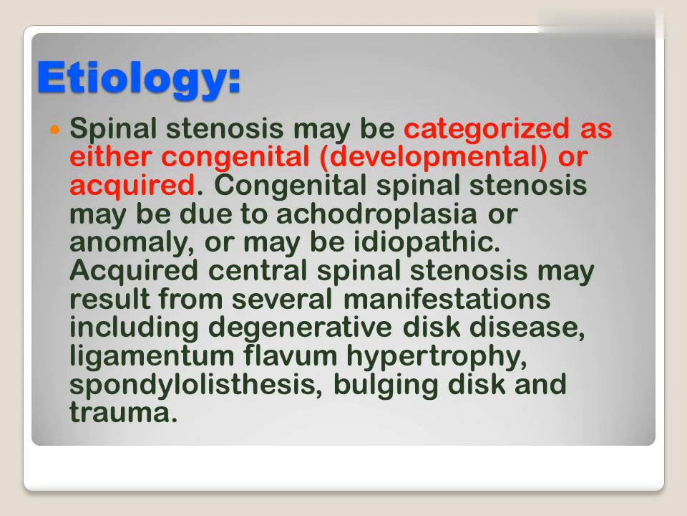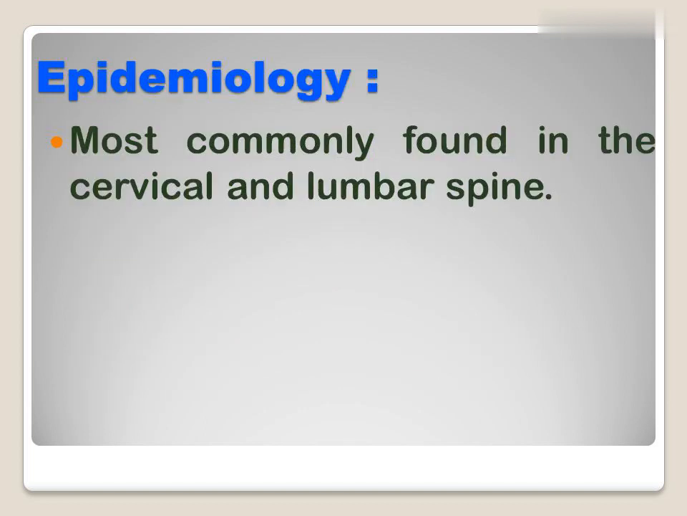Etiology. Spinal stenosis may be categorized as either congenital, developmental, or acquired. Congenital spinal stenosis may be due to achondroplasia or anomaly, or may be idiopathic. Acquired central spinal stenosis may result from several manifestations including degenerative disc disease, ligamentum flavum hypertrophy, spondylolisthesis, bulging disc and trauma. Epidemiology. Most commonly found in the cervical and lumbar spine.